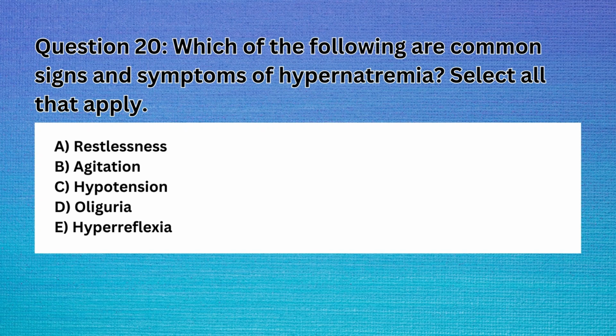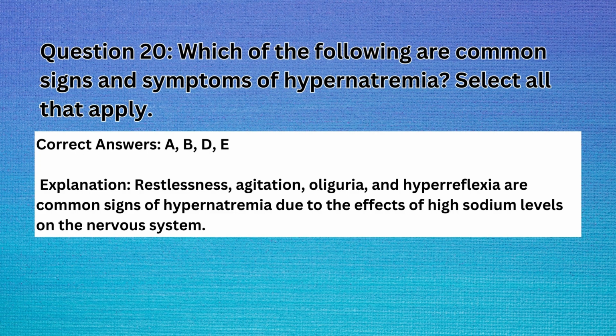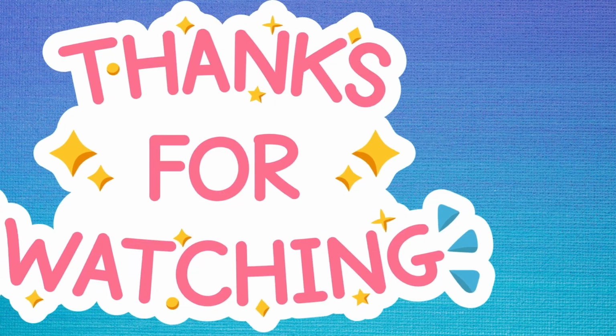Question 20. Which of the following are common signs and symptoms of hypernatremia? Select all that apply. A. Restlessness. B. Agitation. C. Hypotension. D. Oliguria. E. Hyperreflexia. Correct answers: A, B, D, E. Explanation: restlessness, agitation, oliguria, and hyperreflexia are common signs of hypernatremia due to the effects of high sodium levels on the nervous system. Great job, everyone!